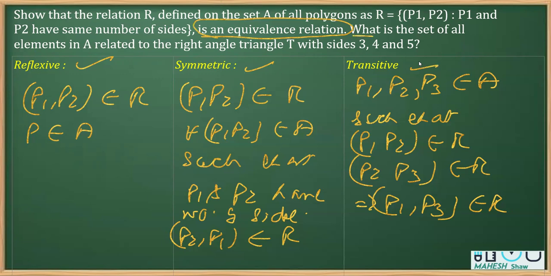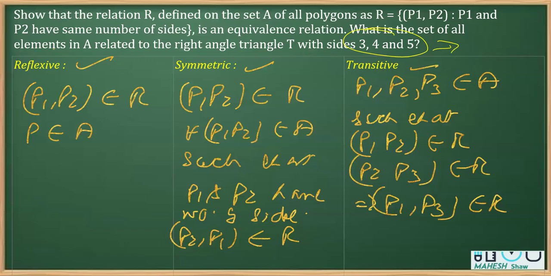Now, what does the second part say? It says, what is the set of all elements related to A, related to the right angle triangle with sides 3, 4, 5. So irrespective of whether it's an acute angle triangle or a right angle triangle, here the relation is only for the number of sides. And irrespective of the nature of the triangle, we will clearly say that this is a triangle, right?